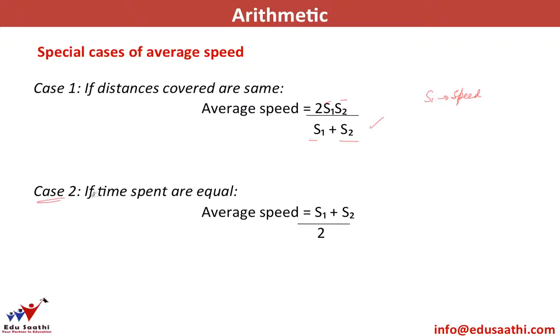The second case that we need to remember is if time spent is equal. If I've spent the same amount of time on both the speeds, then the average speed would be given as the simple average, which is (S1 plus S2) by 2. This would give me my answer for average speed.